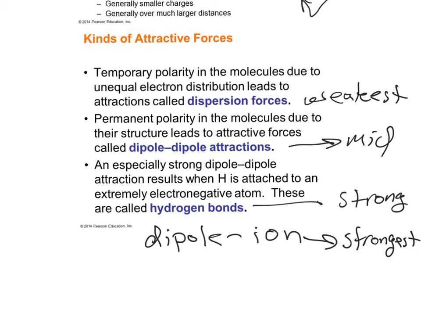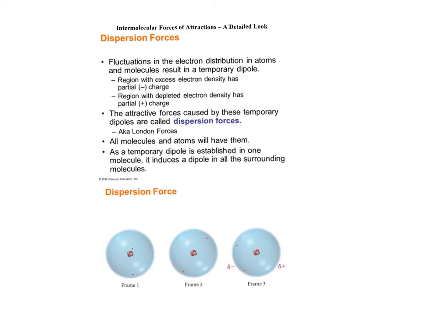Okay, so let's look at these in a little more depth. Let's talk about dispersion forces. Dispersion forces are forces between two molecules that involve the formation of a temporary dipole. And it turns out that even polar molecules that have a permanent dipole can also have temporary dipoles as well. So let's talk about what that even means.